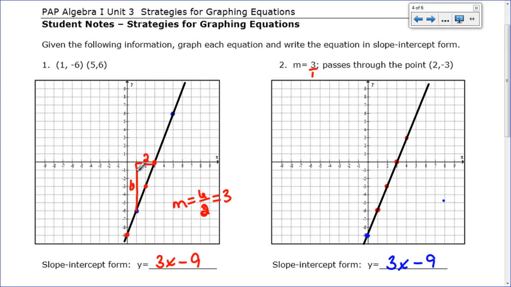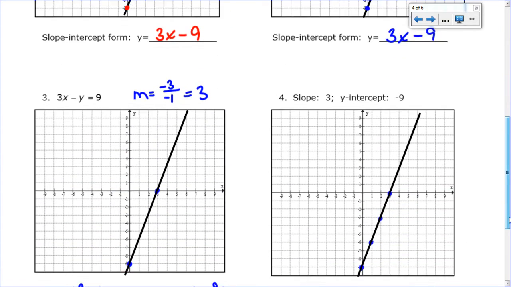For number 2, I had the slope and a point, so I plotted my point and then used the slope to make a new point, which is just exactly what we did when we did point-slope inequalities. We took our point, used our slope, made our line. Once you know that, then you can find your y-intercept so that you can write your equation in slope-intercept form.